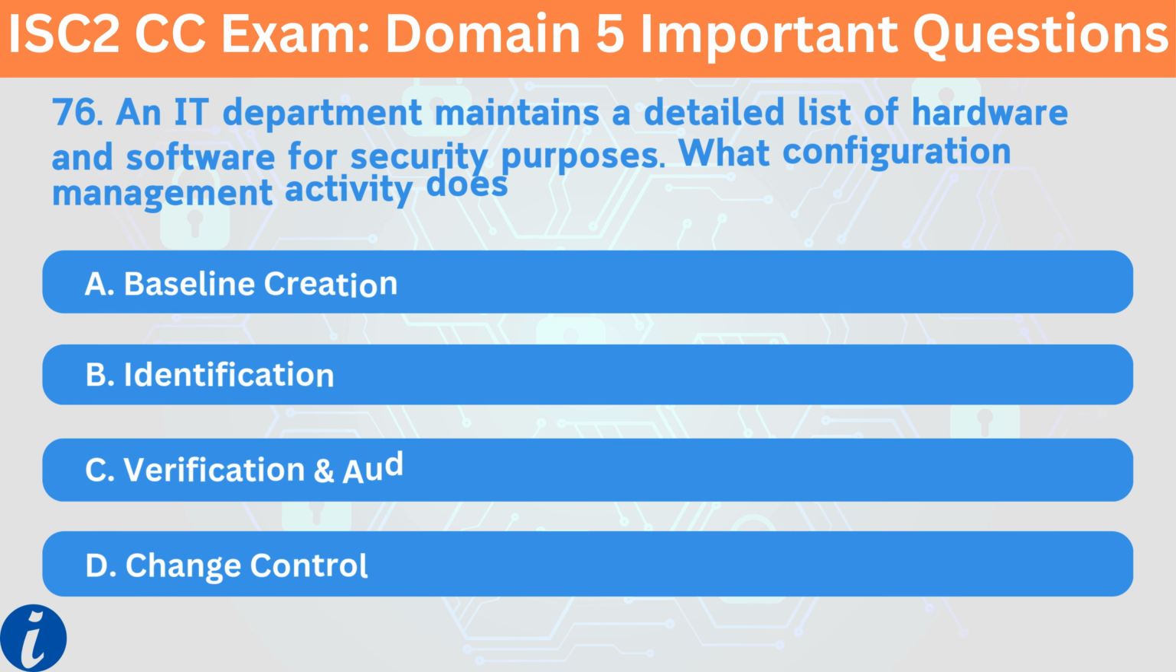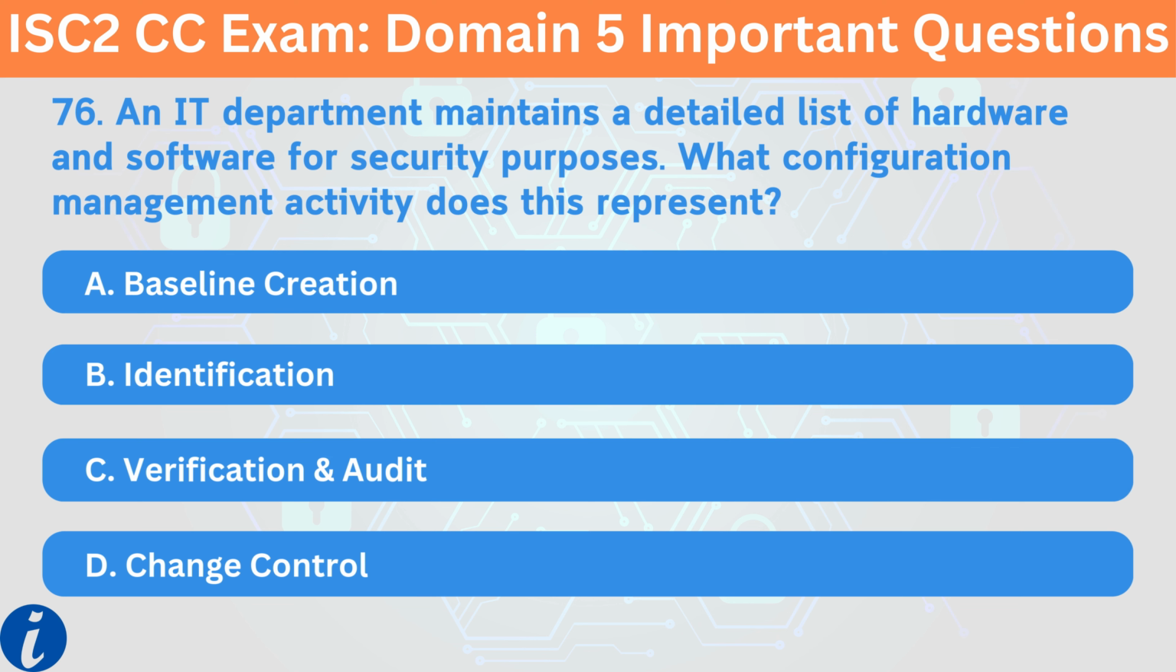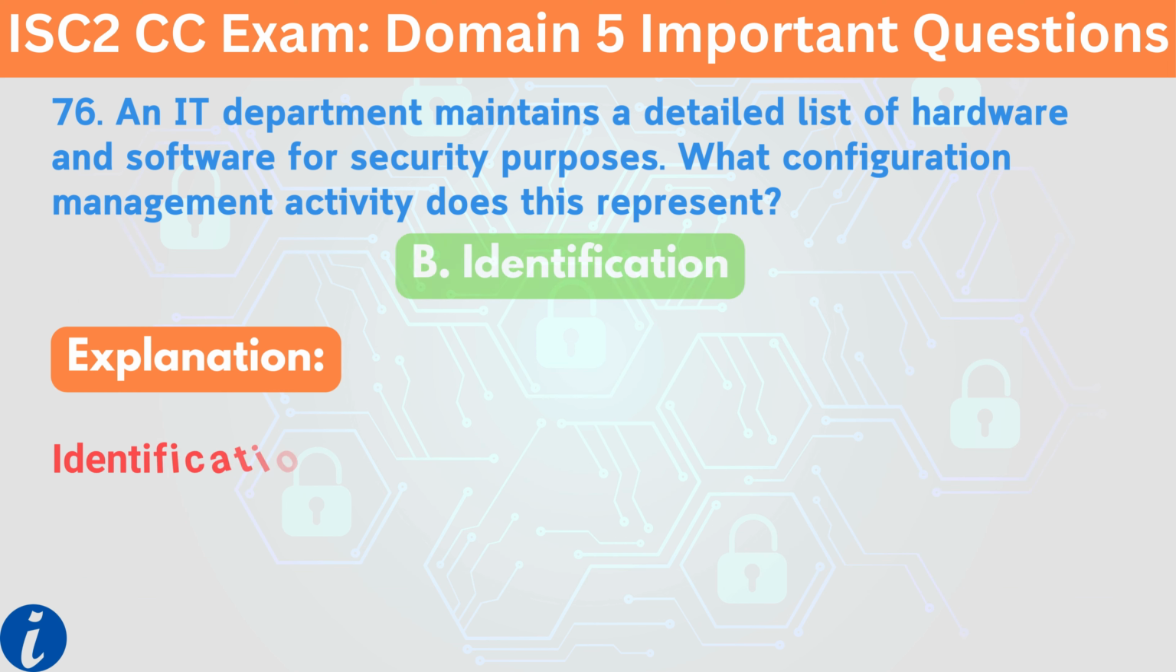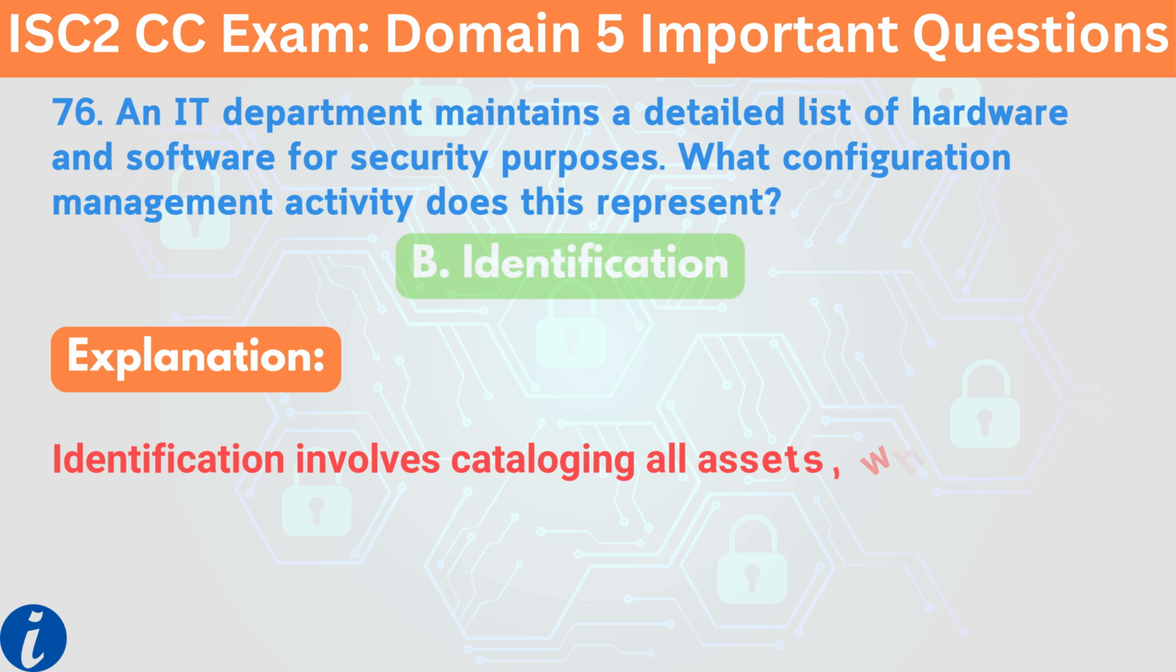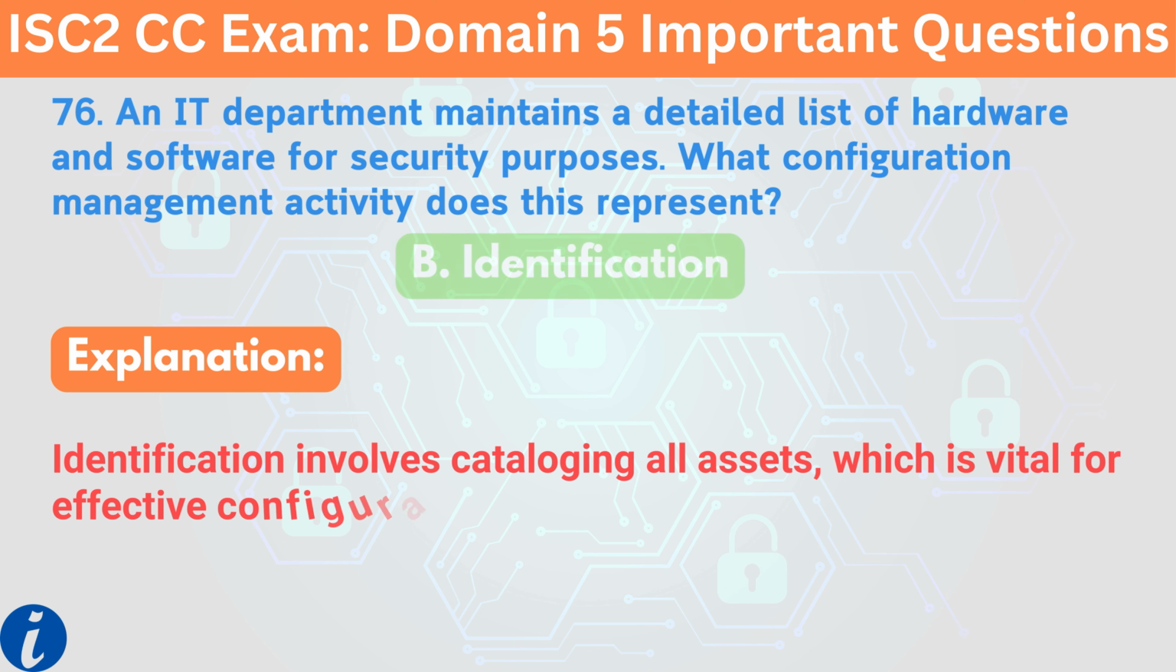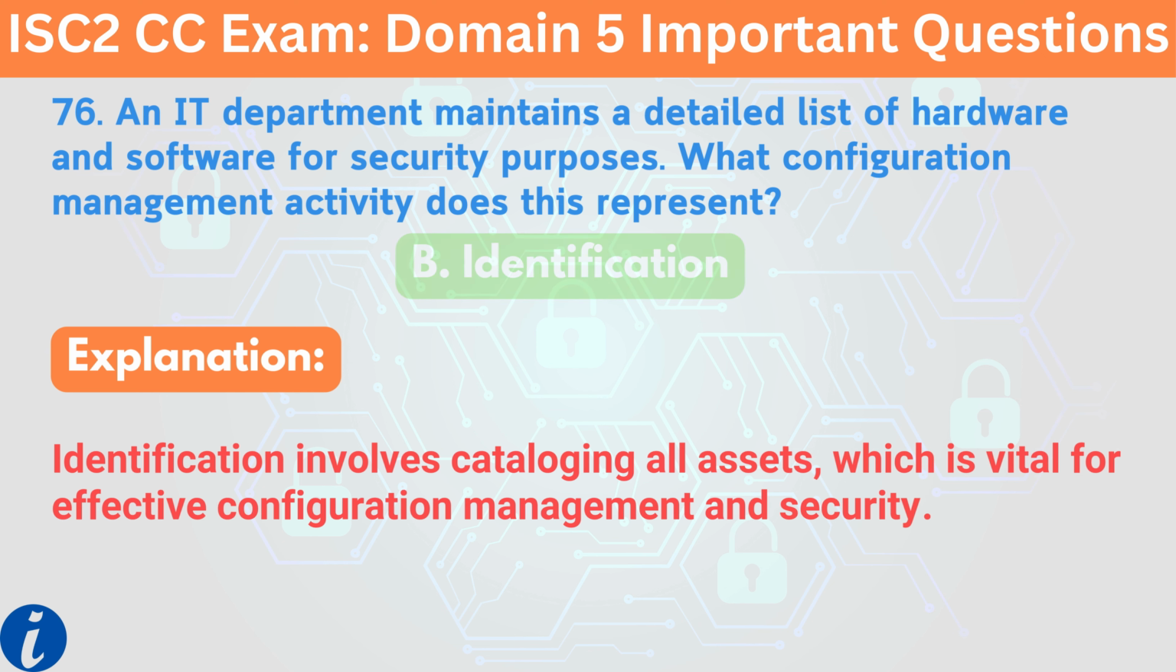76. An IT department maintains a detailed list of hardware and software for security purposes. What configuration management activity does this represent? A. Baseline creation. B. Identification. C. Verification and audit. D. Change control. The correct answer is B. Identification. Explanation. Identification involves cataloging all assets, which is vital for effective configuration management and security.